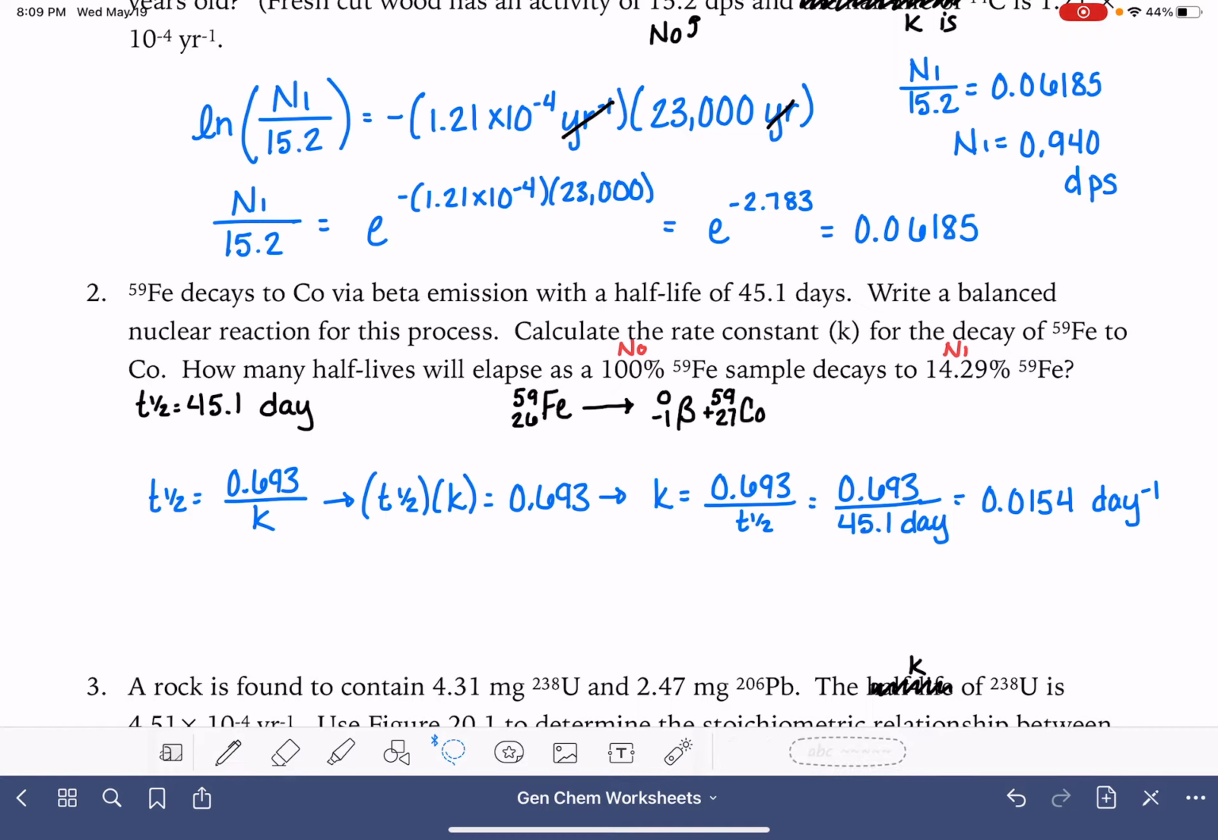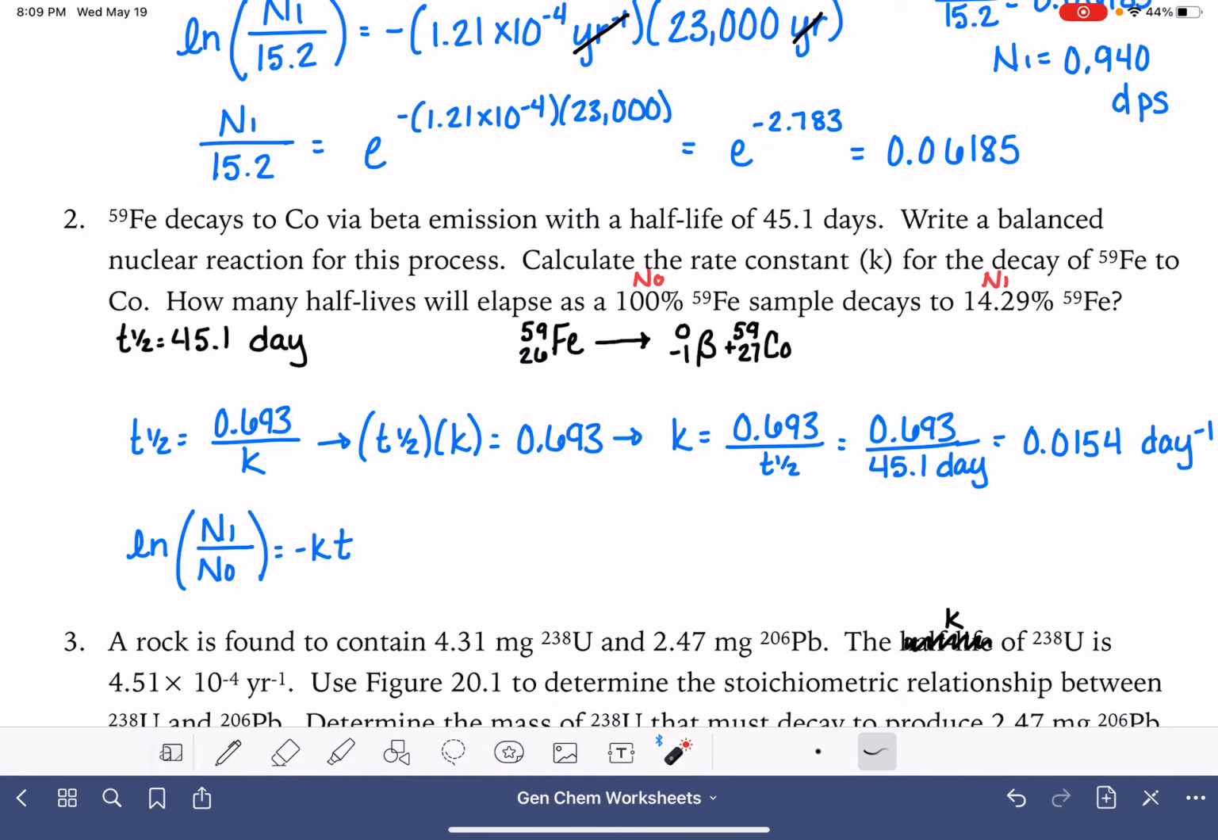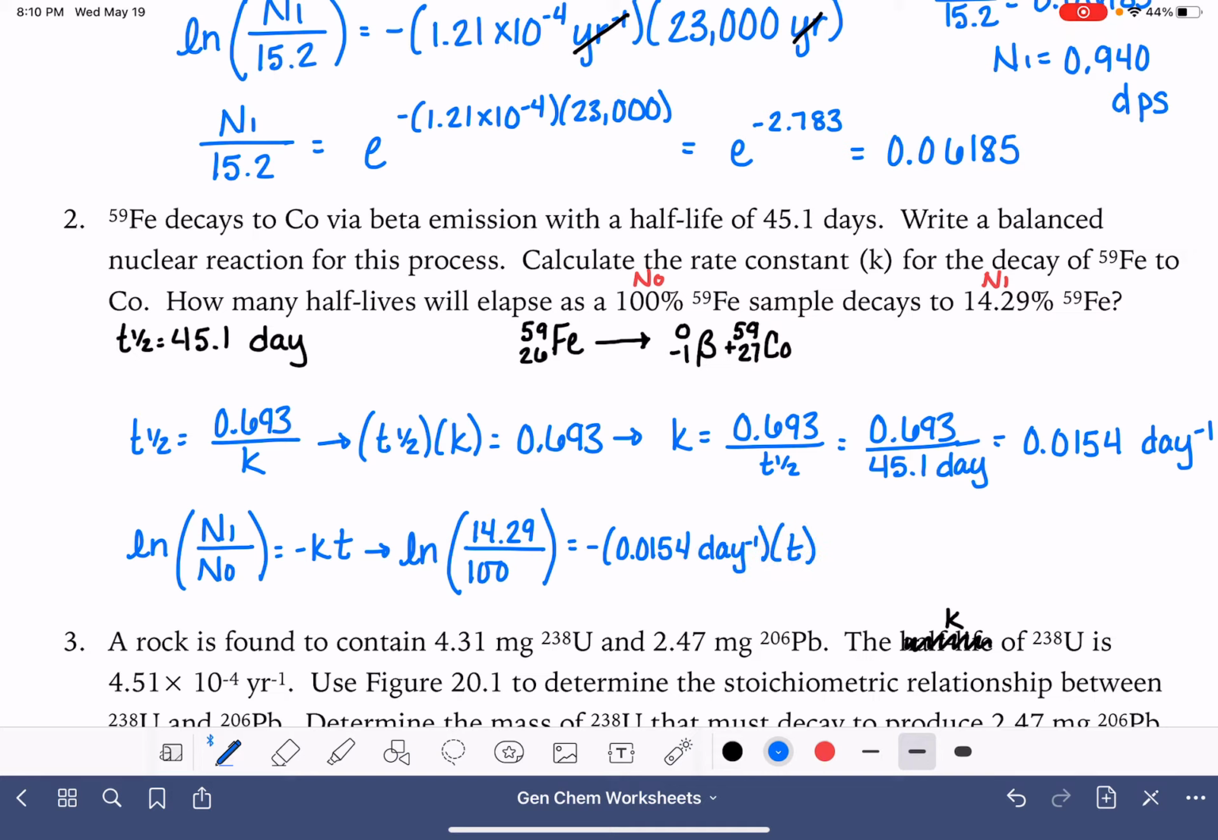Let's get this equation set up. We're going to be using the natural log of n sub 1 over n sub 0, which is equal to negative kt. And again, we know n sub 1, we know n sub 0, we just figured out k, so we're going to use this to figure out how many days elapse. The natural log of n sub 1, so that's n at the time that we're interested in, divided by the initial n, 100%, is equal to negative our rate constant, 0.0154, the units are inverse days, times the time, which is what we don't know.